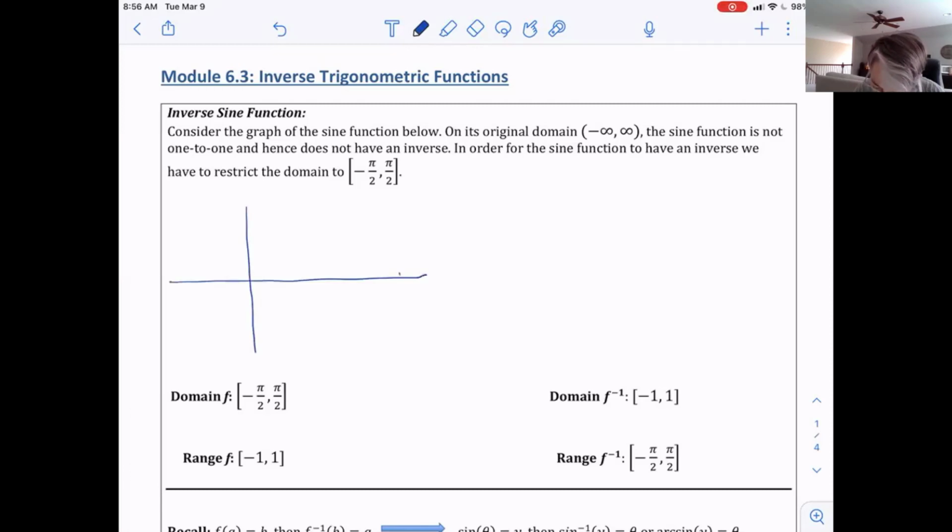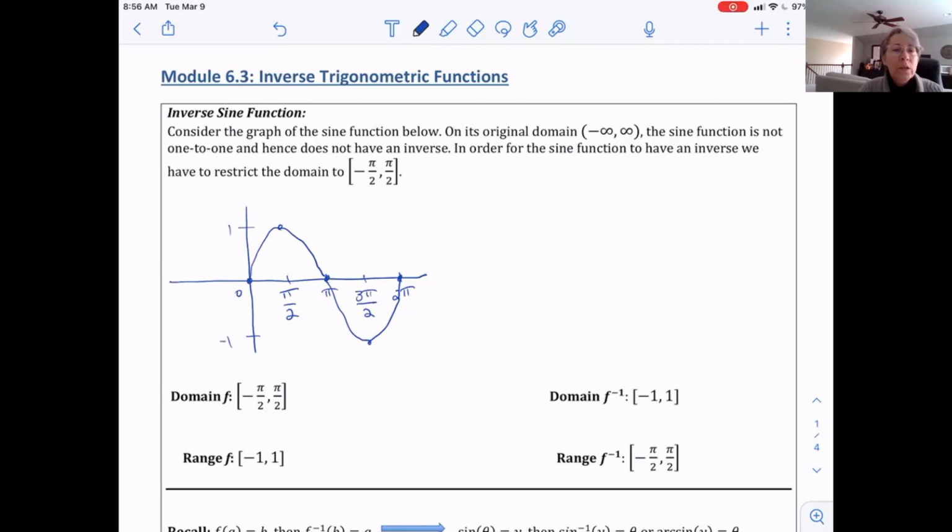Remember, our period goes all the way out to 2 pi. We cut it in half here at pi. We're here at pi over 2. This one here is 3 pi over 2. It goes up to 1, down to negative 1, and we have our 5 points. And that's one period of the sine function.